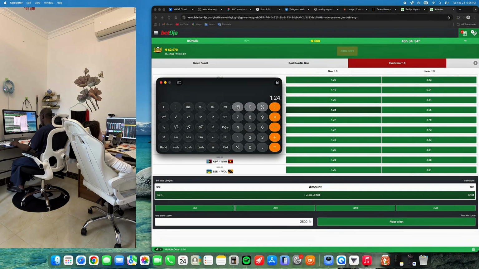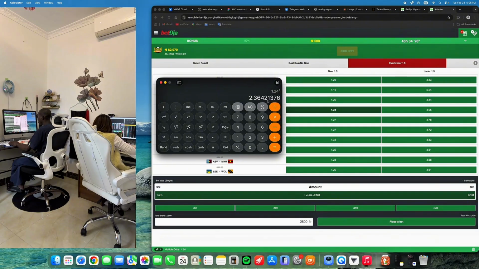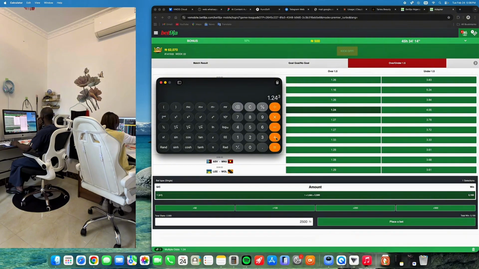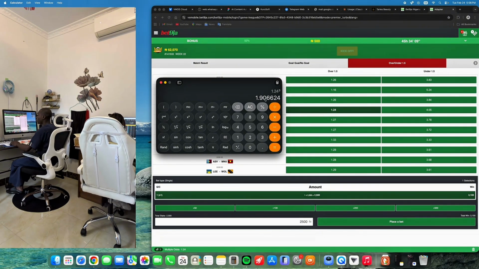1.24 raised to power 4. Okay, this will give me 2.36. So let me see if 3 times will give me 2 odd. 1.24 raised to power 3. Okay, this gives me 1.9 odd, which is still fair, is close.